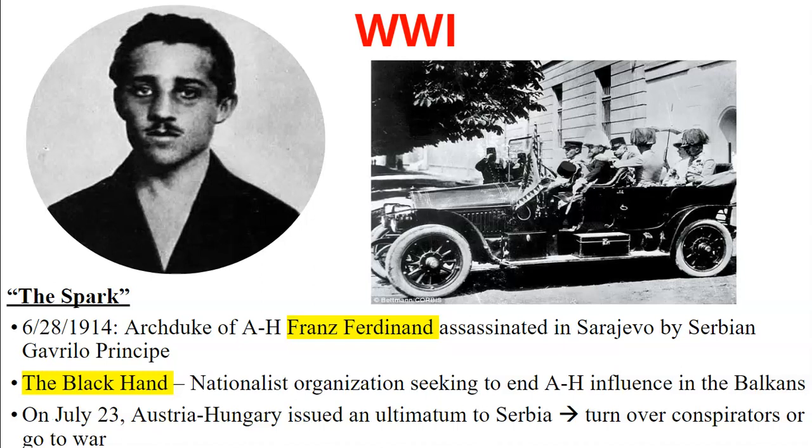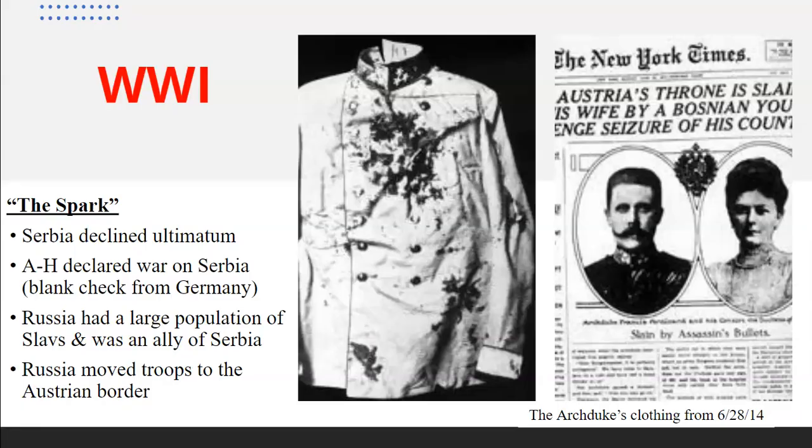So, the spark. We've talked about this. Many of you have said, oh, I know, it's the Archduke of Austria-Hungary, Franz Ferdinand. He's assassinated by the Serbian Gavrilo Princip. The Black Hand, we've talked about it. I just briefly mentioned it. And of course, Austria-Hungary is going to issue this ultimatum to Serbia: turn over the conspirators, or you're going to go to war. Serbia, though, is going to decline the ultimatum. So Austria-Hungary is going to declare war on Serbia.